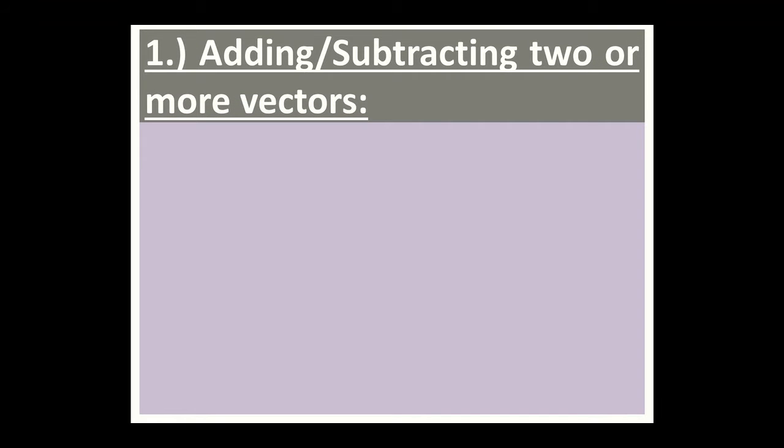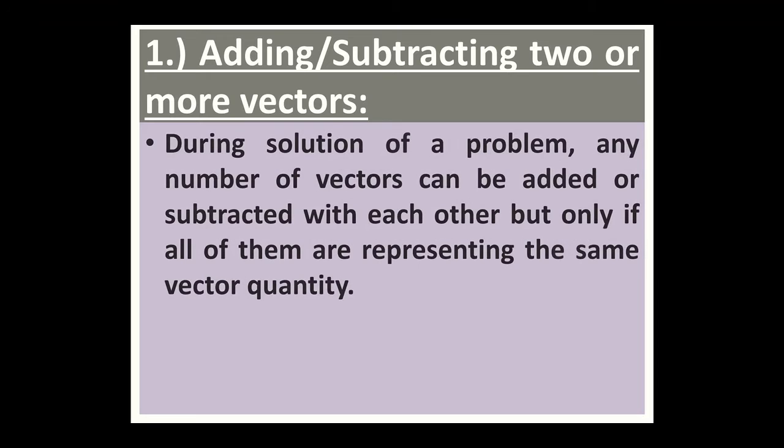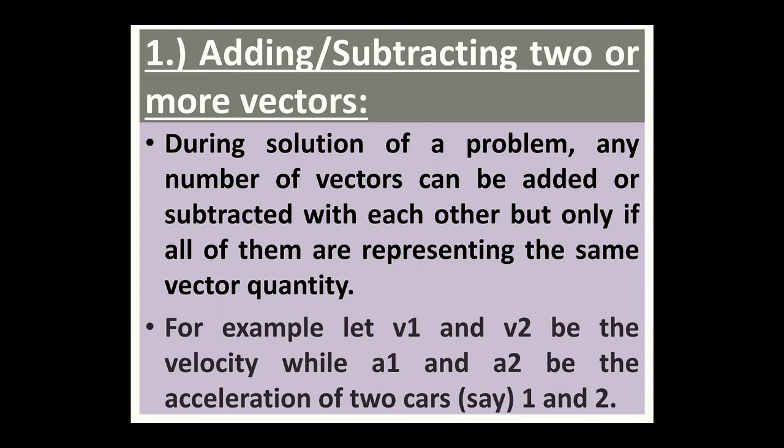So our first operation is adding or subtracting two or more vectors. During solution of a problem, any number of vectors can be added or subtracted with each other, but only if all of them are representing the same vector quantity, which means if two vectors are representing velocity, then you can add them. If two vectors are representing acceleration, then you can add them. But if one vector is velocity and another is acceleration, then you cannot add or subtract them.